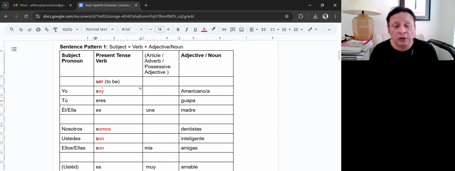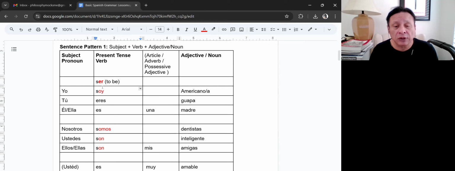Nosotros somos dentistas. Ustedes son, again, the vowel and the N ending, right? Ellos hablan, A-N. Ellos comen, E-N. Ellos viven, E-N. And ustedes, or ellos son, O-N. And the same with ustedes. Ustedes matches the ellos, ella, so son. Ustedes son inteligente.